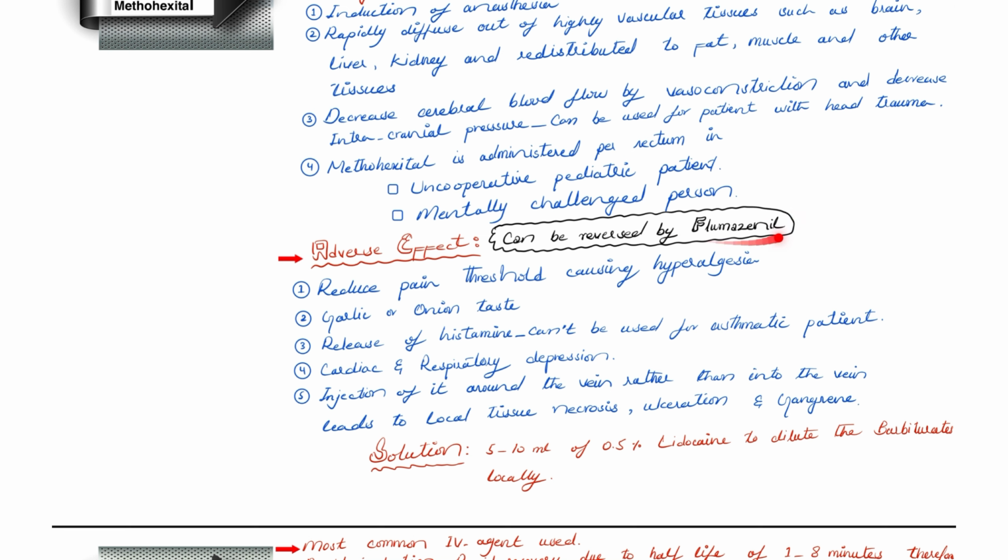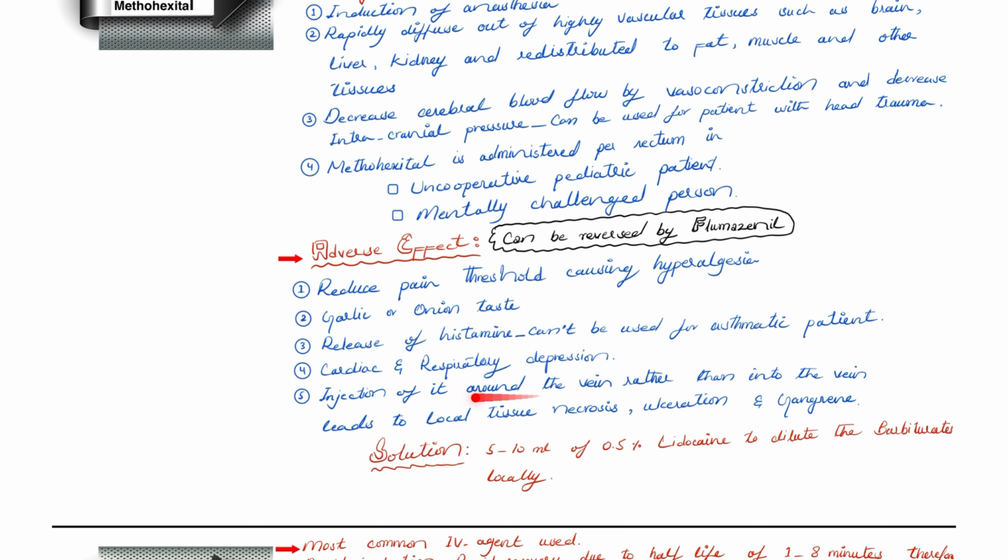Now, the adverse effects of thiopental and methohexital, which are ultra short acting barbiturates, can be reversed by giving flumazenil. And what are the adverse effects? They reduce the pain threshold, causing hyperalgesia, which means the patient feels extreme pain on minor pain stimulus. There will be a garlic and onion taste, and there is release of histamine, so they cannot be used for asthmatic patients because histamine causes bronchospasm. They cause cardiac and respiratory depression. However, this effect is dose dependent.